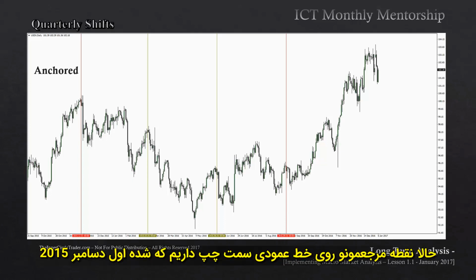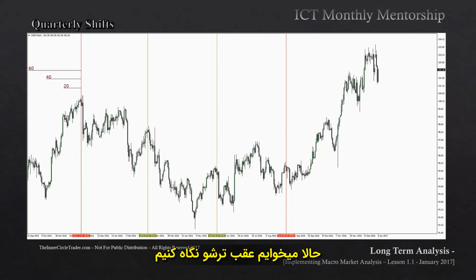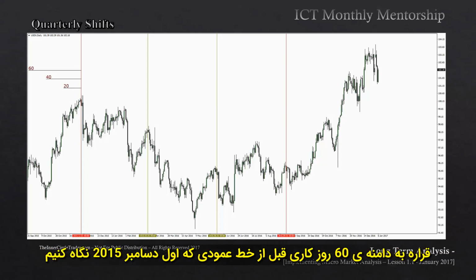So now we have our reference point on our vertical line all the way to the left, the furthest most left vertical line, again delineated at December 1st, 2015, and now we're anchored. Now we're going to do the look back on that vertical line. We're going to be looking at the range that was created in the last 60 trading days from that vertical line that we adjusted and anchored at December 1st, 2015.